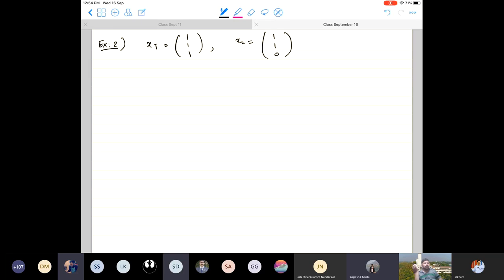The span of x1 is a line through the origin and (1, 1, 1). That is the span of x1. I want the span of x1 and x2 together. It will be a plane which contains all of these. So what is that plane? Geometrically, tell me, what is that plane?